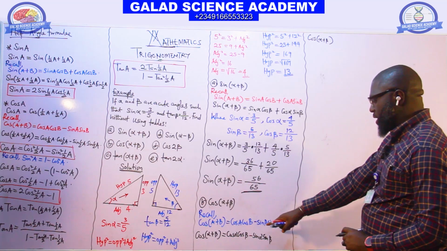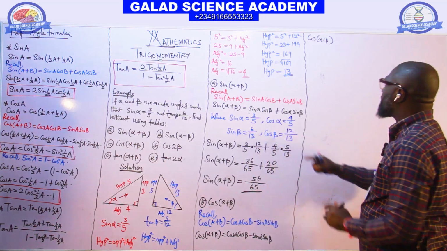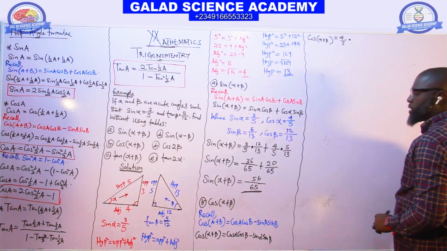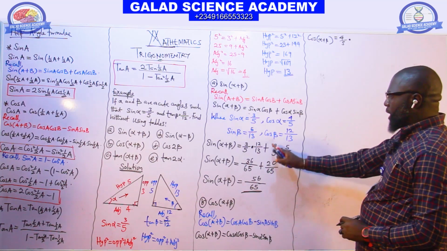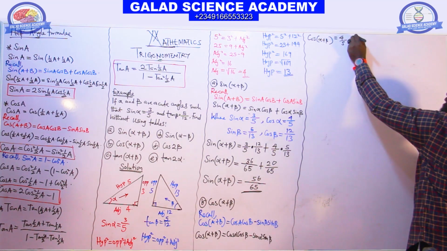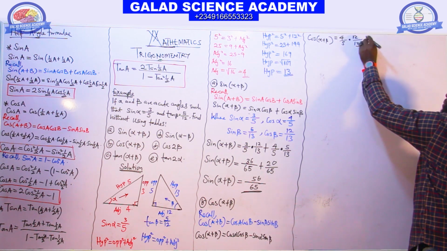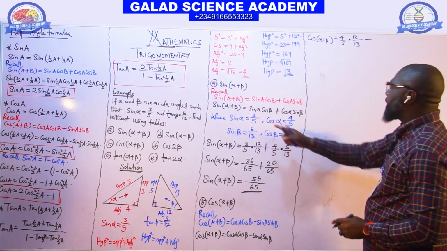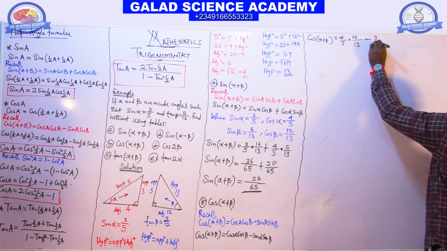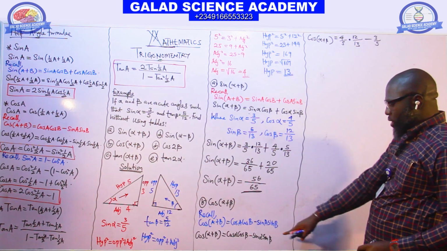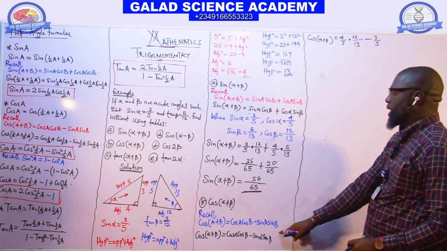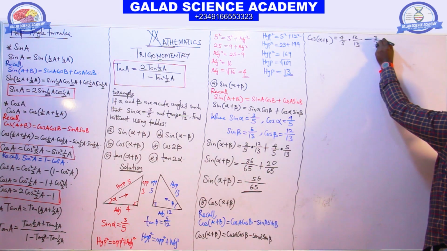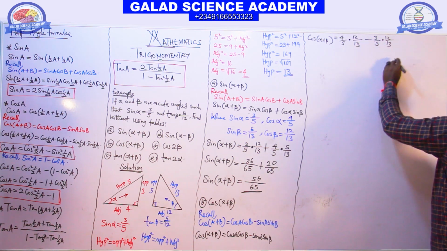What is cos alpha? My cos alpha is 4/5 multiplied by cos beta. Cos beta is 12/13. 12/13 minus sine alpha, 3/5, sine beta, 12/13. Sorry, sine beta is 5 over 13.